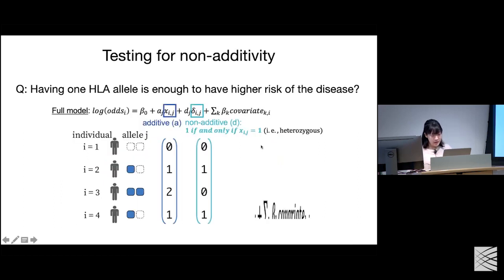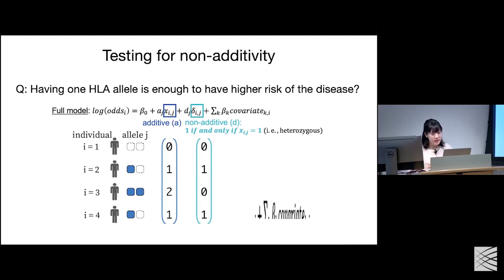In assessing this non-additive effect, we can include the conventional additive term X, which is just the number of copies of the disease-associated allele that we have been using. And we can simultaneously include the non-additive term delta, which is 1 if and only if the genotype is heterozygous. Like in this example, individuals 2 and 4 have a dosage of 1, so they have a delta of 1. But individuals 1 and 3 have a genotype of 0 and 2, so they will have a non-additive term of 0. By using this analysis, we can assess both the additive effect and the non-additive contribution to disease risk for each single HLA allele association.